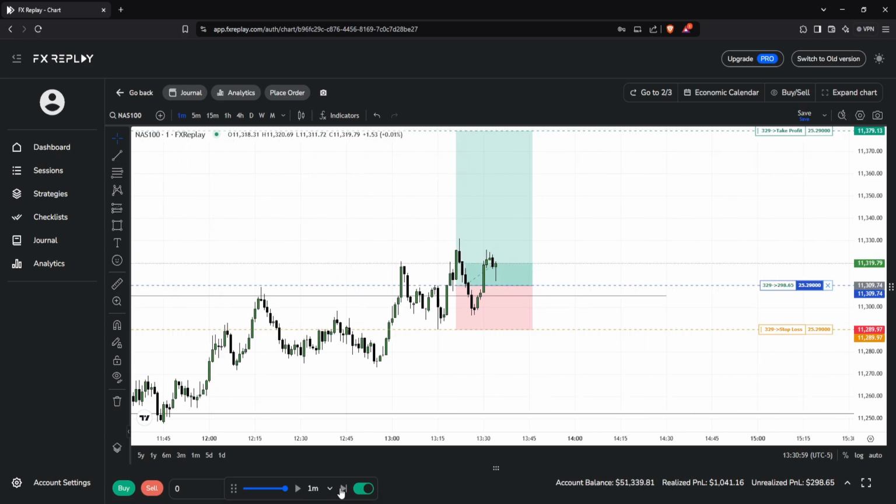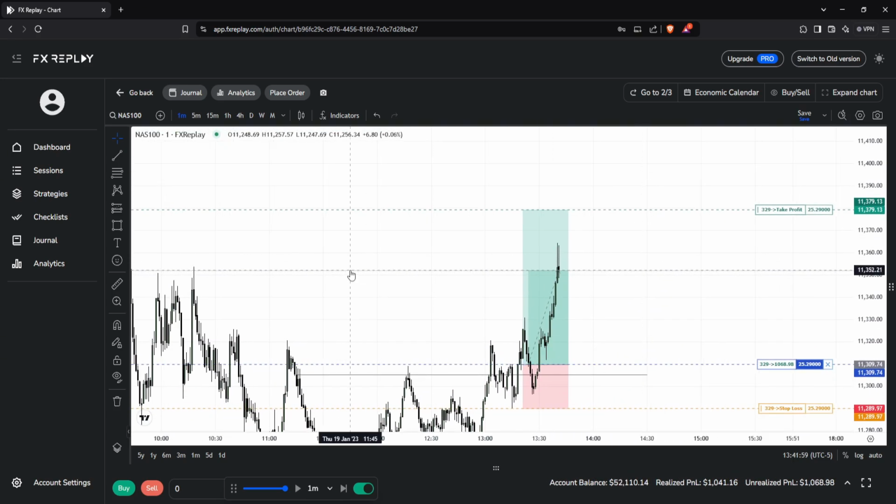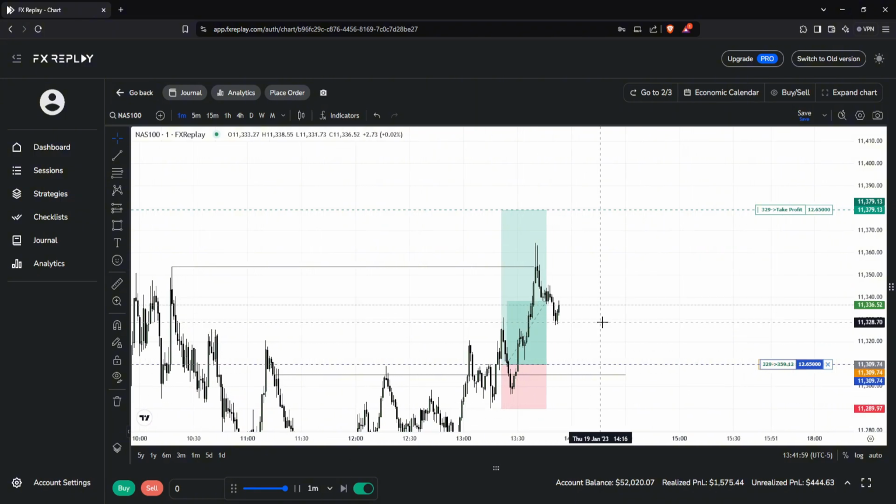Okay. Okay, I'm going to take partials along the way. I'm going to take a partial on this side, because why not? I take 15% there. Move my stop to break even. Now we'll let the rest run to those highs.